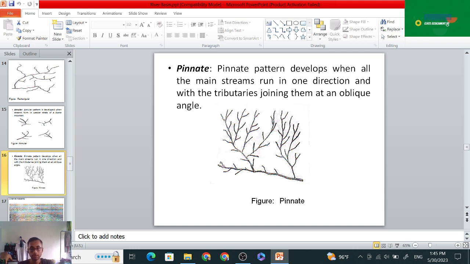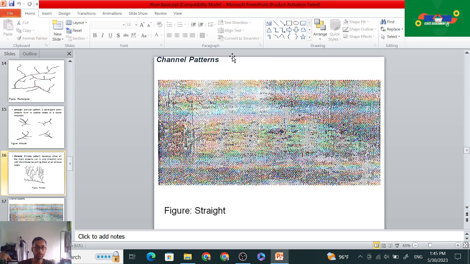Pinnate pattern develops when all the main streams run in one direction with the tributaries joining them at an oblique angle. So this is called the pinnate.